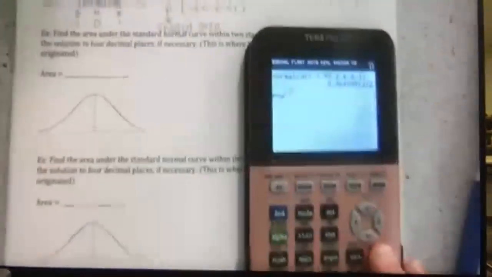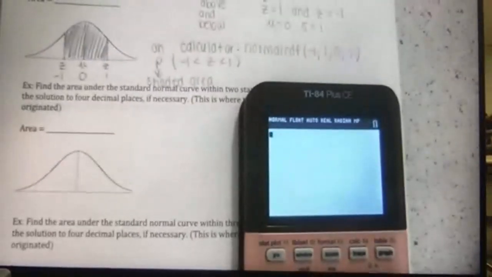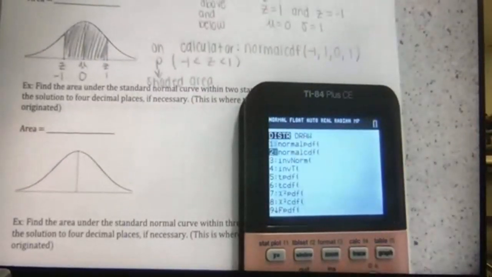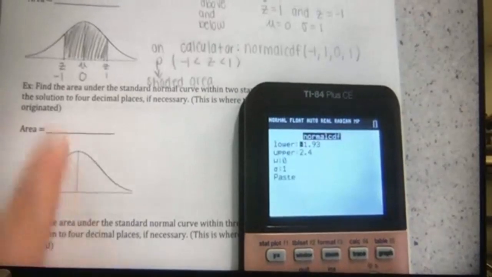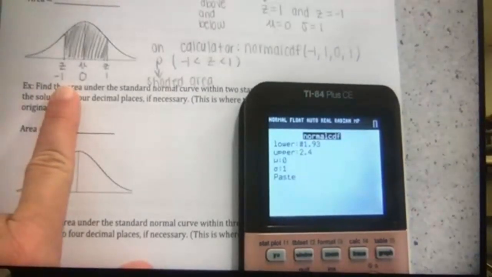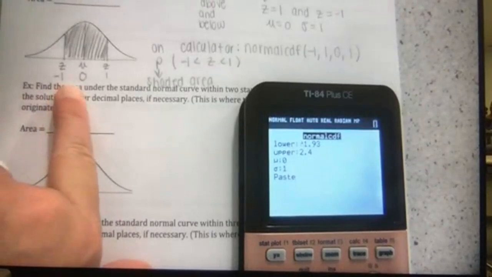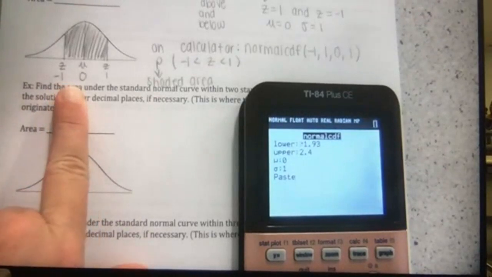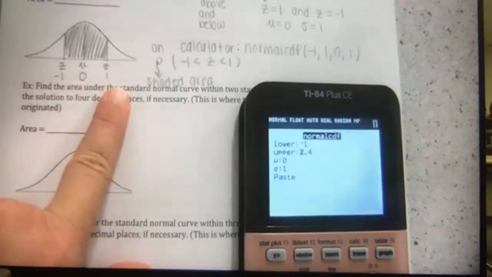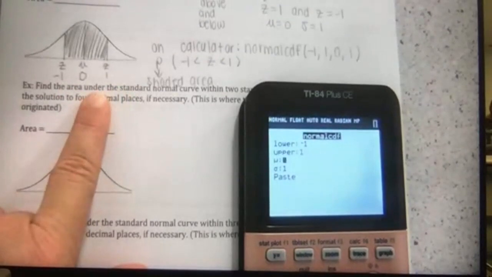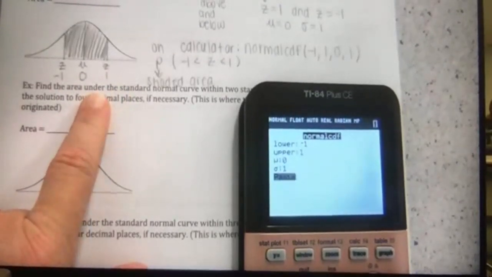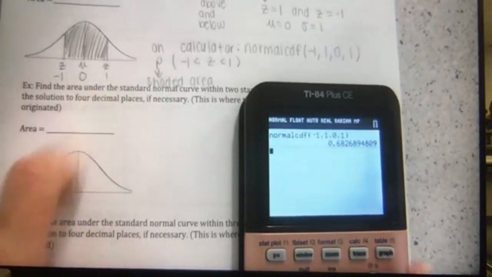So in our calculator, second vars, go down to normal CDF. Our lower limit means the lowest boundary, like where it starts off on the left-hand side, which is -1. Our upper boundary is +1. Our mean is still 0, and our standard deviation is still 1. Pressing paste, pressing enter, there's our answer.